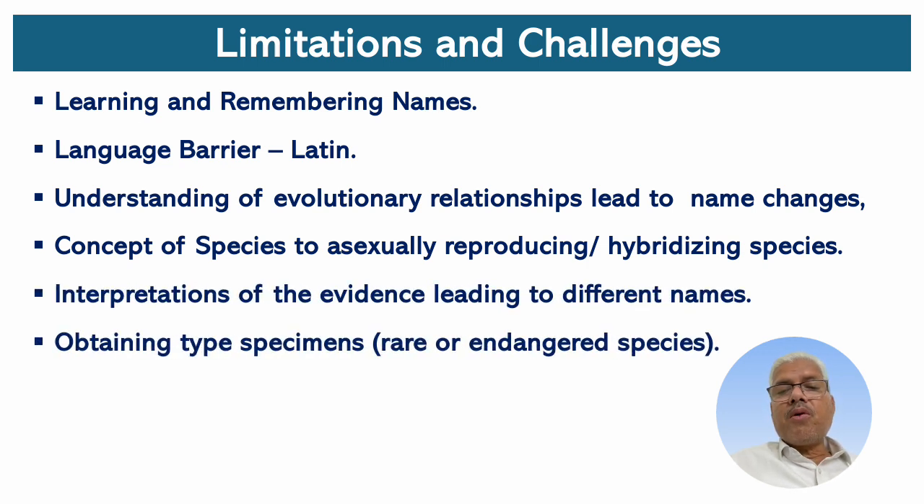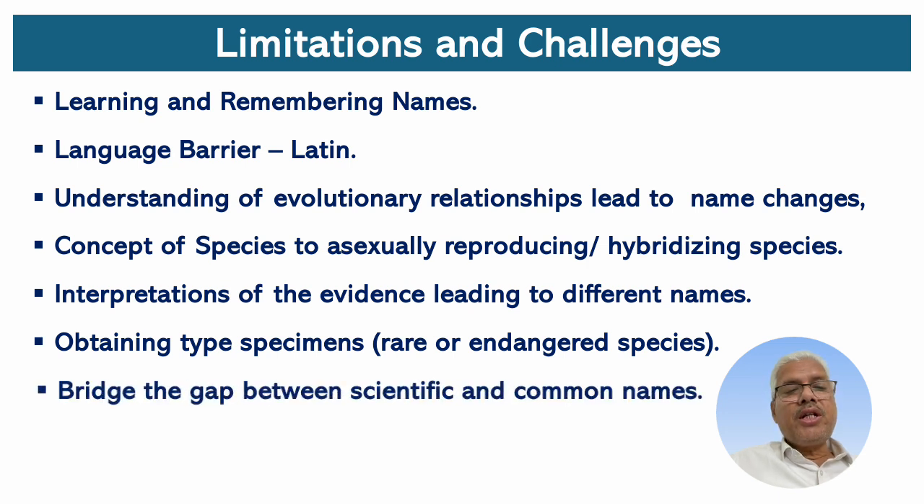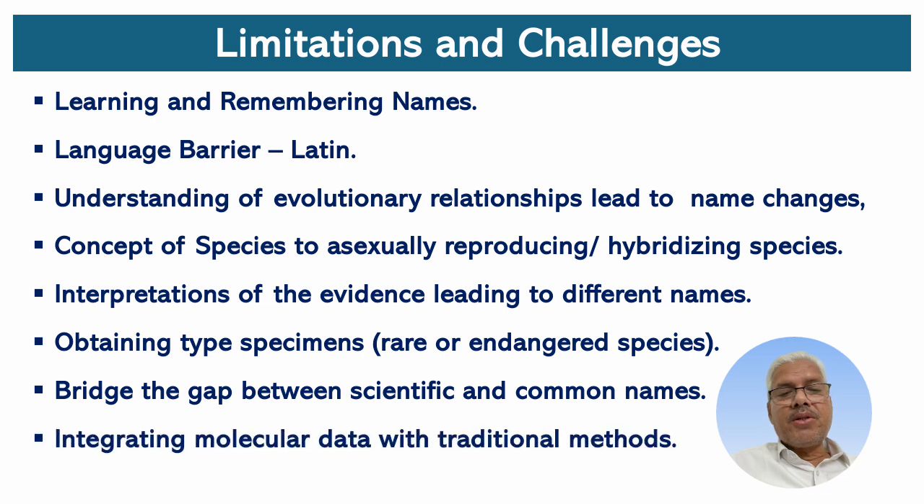While the ICN provides rules, there is still some degree of subjectivity involved in classifying organisms. Different taxonomists may have different interpretations of the evidence, leading to different classifications and therefore different names. In some cases, it can be difficult to obtain the type specimen needed to properly describe and name a new species. This can be a particular problem with rare or endangered species.